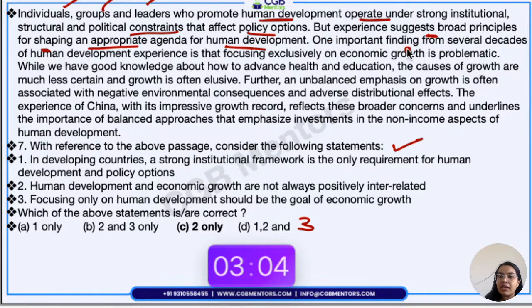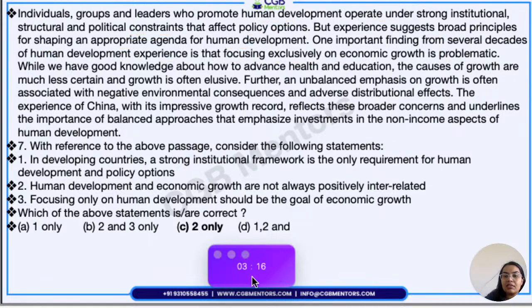One important finding from several decades of human experience is that focusing exclusively on economic growth is problematic. तो एक problematic चीज यहाँ पे है जो हमने इतने सालों में सीखी है, that author is saying that focusing exclusively is problematic.